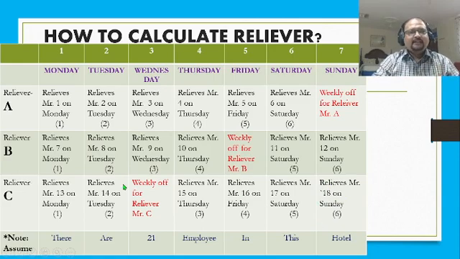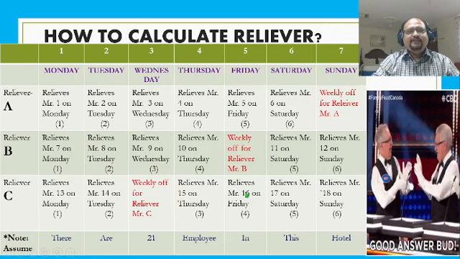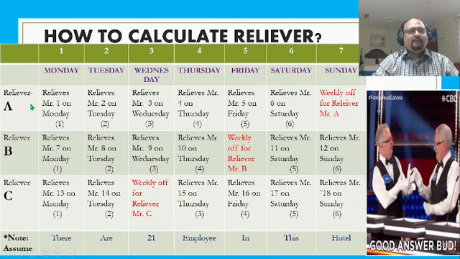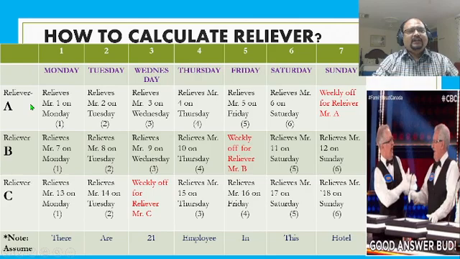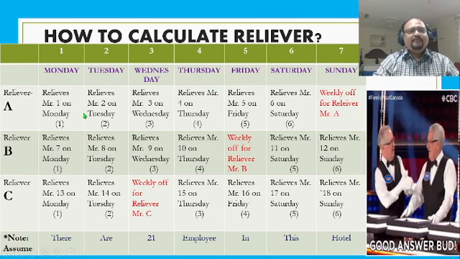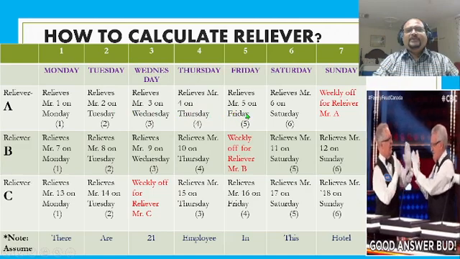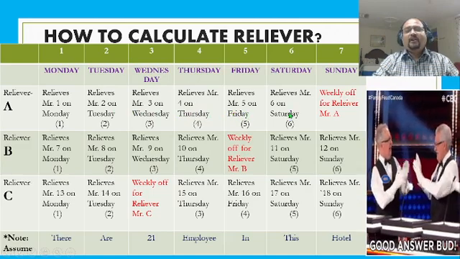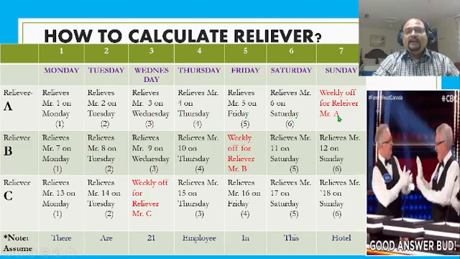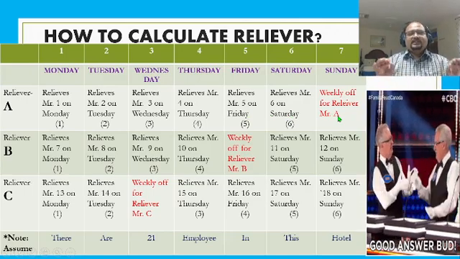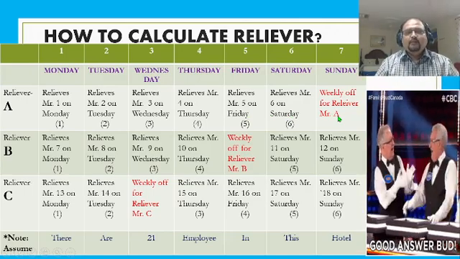So I wanted to make you understand how to calculate the reliever. Say you have reliever number 1. Reliever A will relieve Mr. 1 on Monday, Mr. 2 on Tuesday, Mr. 3 on Wednesday, 4 on Thursday, Mr. 5 on Friday, and Mr. 6 on Saturday, because one day he or she will take the weekly off.